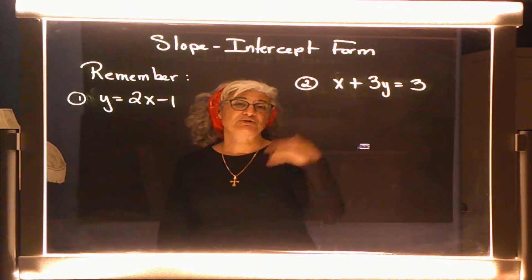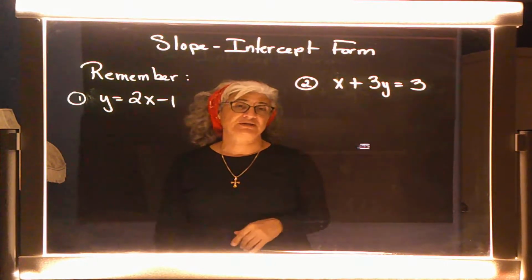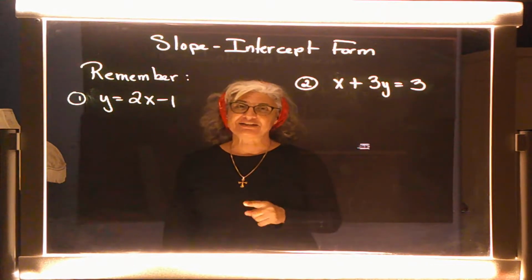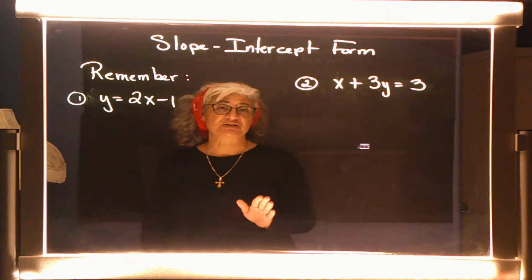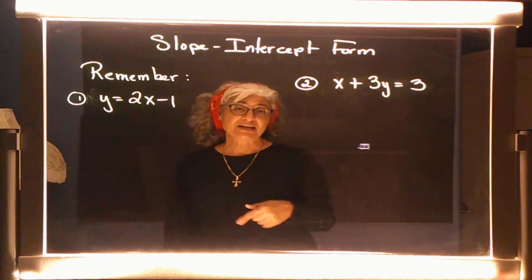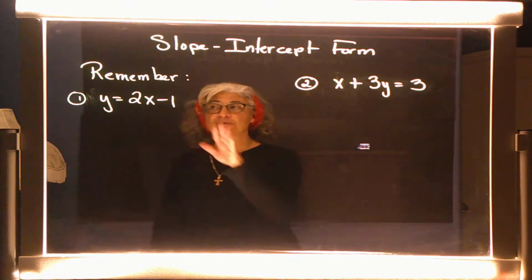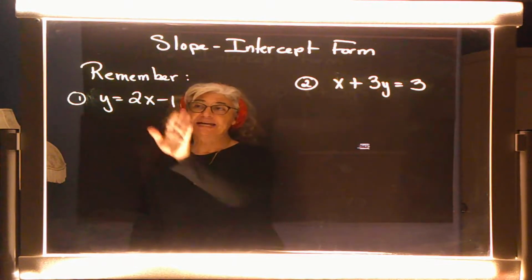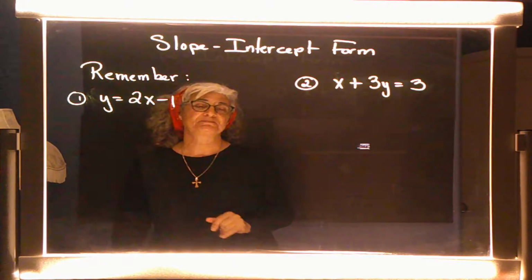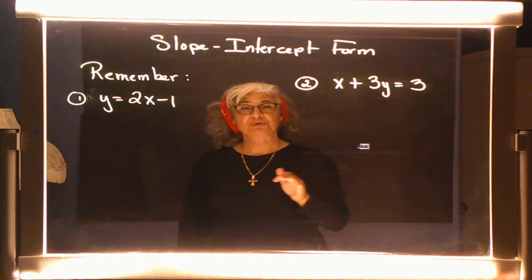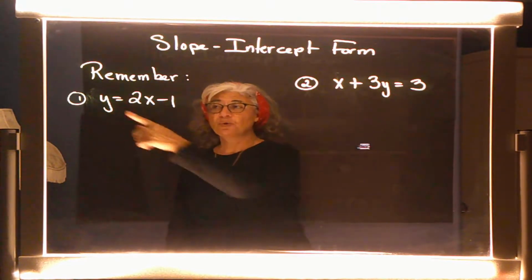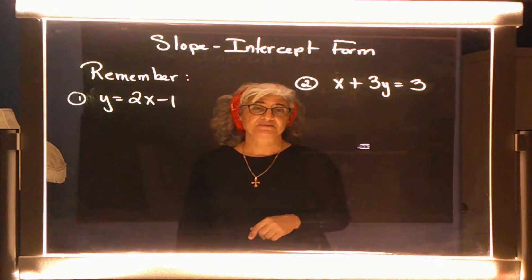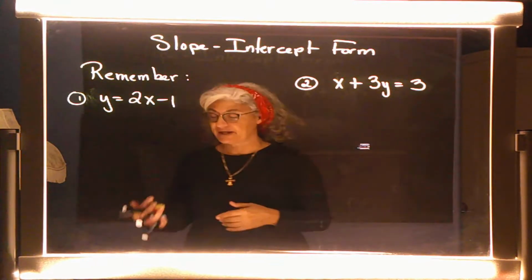Okay, so let's move on to a new topic known as the slope-intercept form. Before I get there though, I want to remind you about how you graph equations using the slope and the y-intercept. So remember we spoke about before, here's an equation, let's look at number 1. Here's an equation, and in order to identify the correct slope and the correct y-intercept, the y has to be by itself, doesn't it? Well, in number 1, it is by itself.